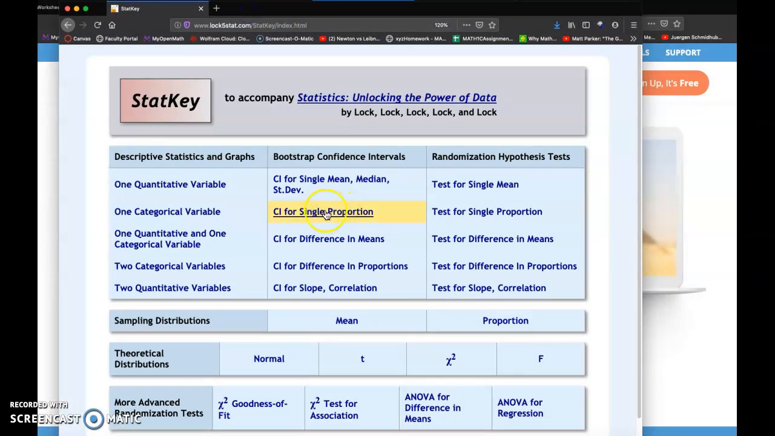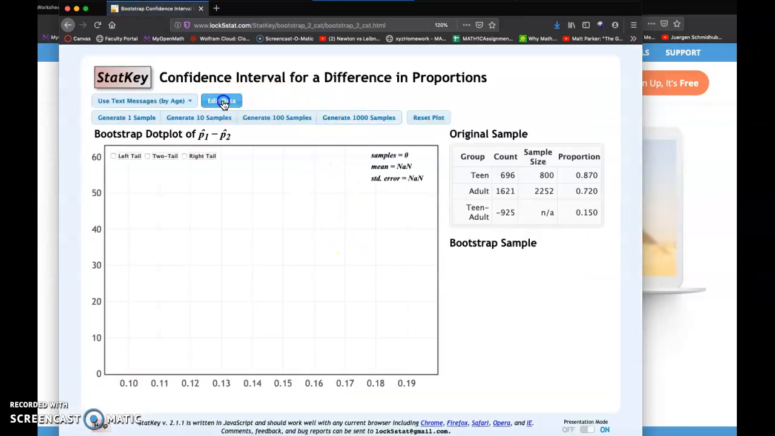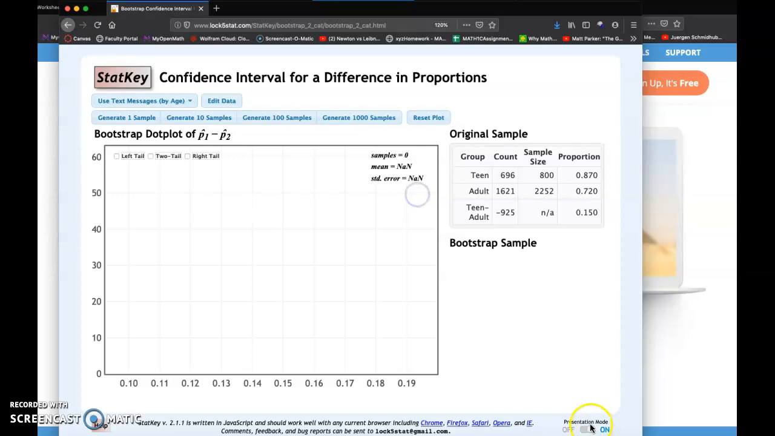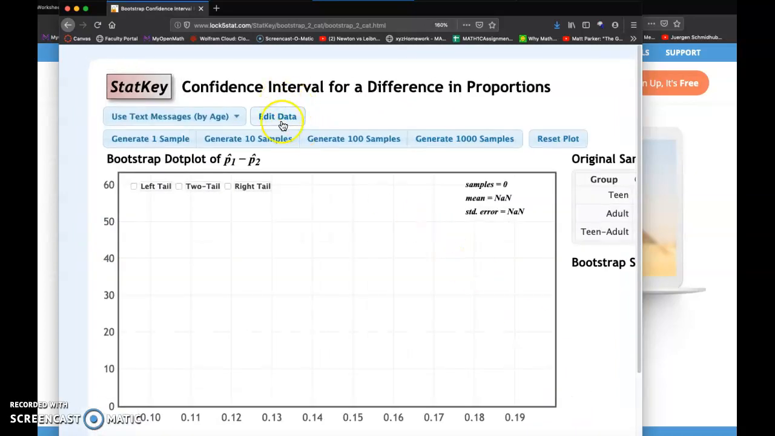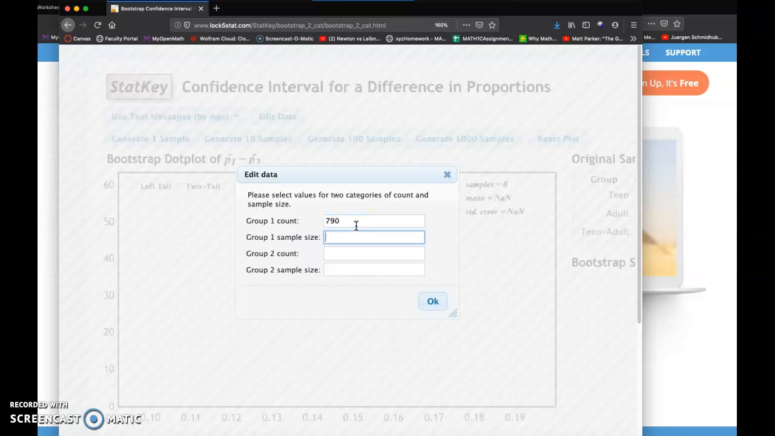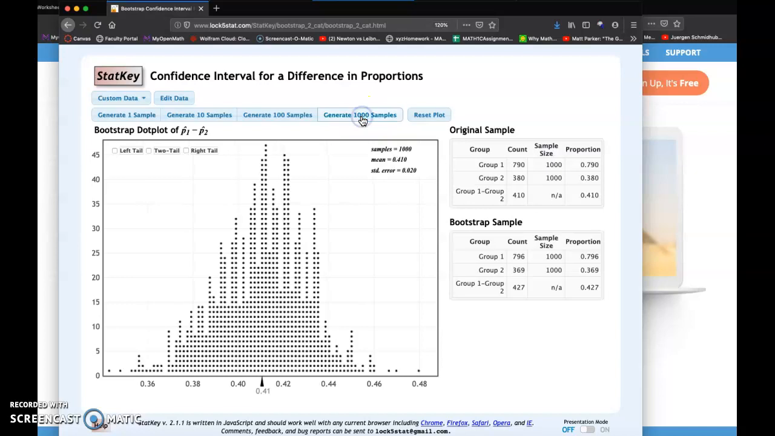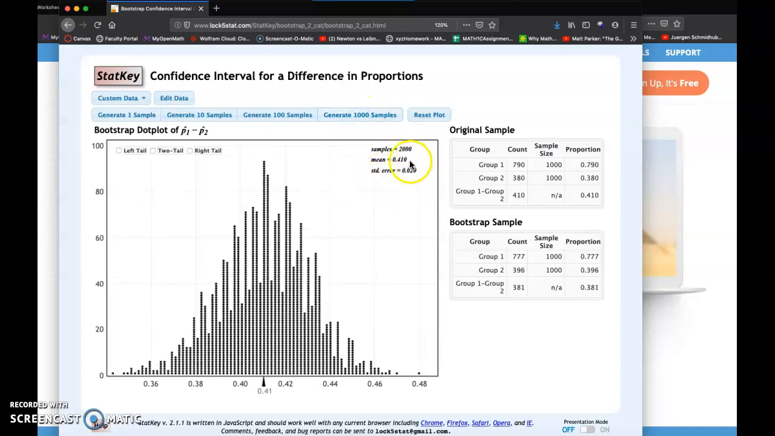Now, example 3 was a single proportion. This problem, we want to move over to a confidence interval for a difference of proportions. Click on Edit Data, and now we have two groups. Let's make this a little bit bigger so you can see it better. Group 1 was the 790 out of 1,000, and Group 2 was 380 out of 1,000. I'm going to click OK. Here we got that 0.410 difference between the two groups. I want to generate, I like doing at least 2,000. Notice right here it says the standard error is about 0.02.